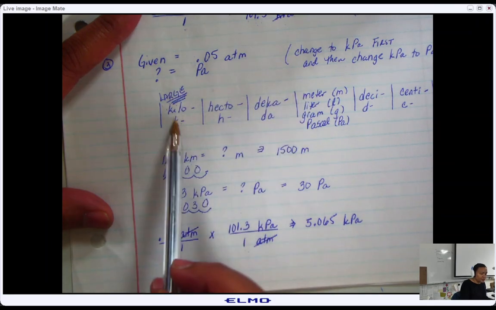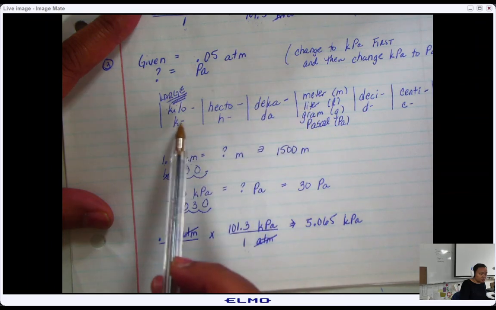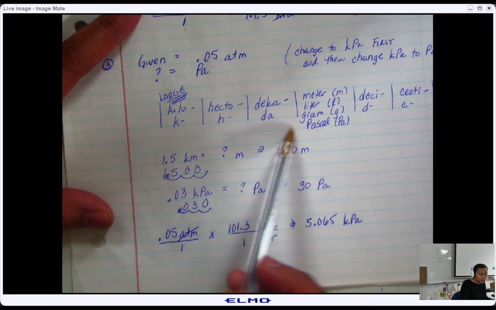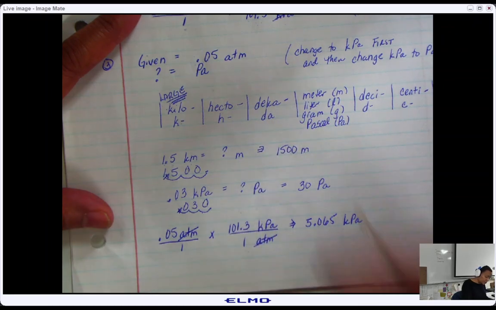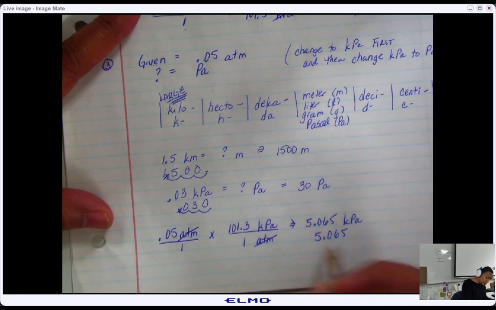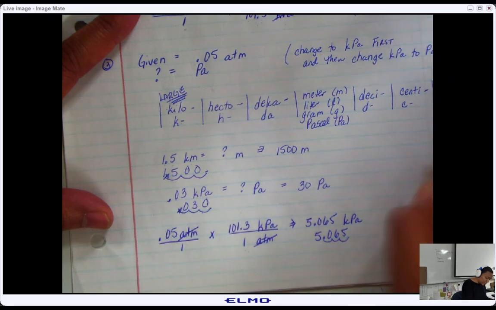To get from kilopascals to pascals, I would need to move to the right 3 spaces or 3 times. So you're going to do the same thing to this number, 5.065. Take your decimal, move it 3 spaces to the right. So the answer in pascals is 5,065 pascals. Okay, and then make sure to box your answer.